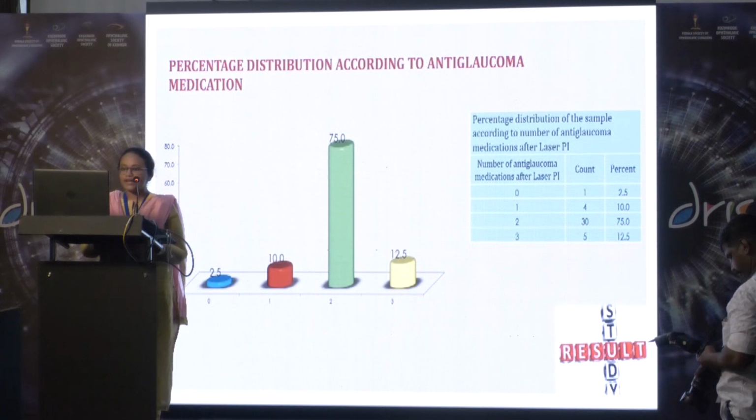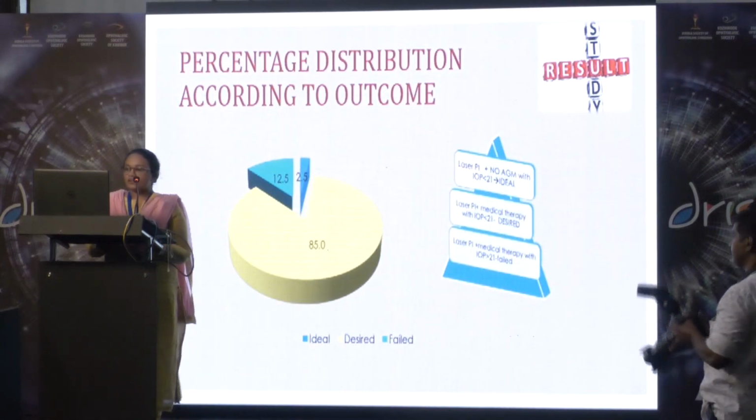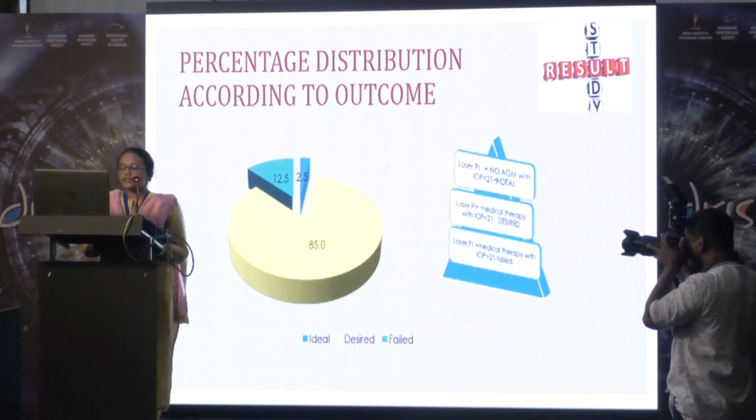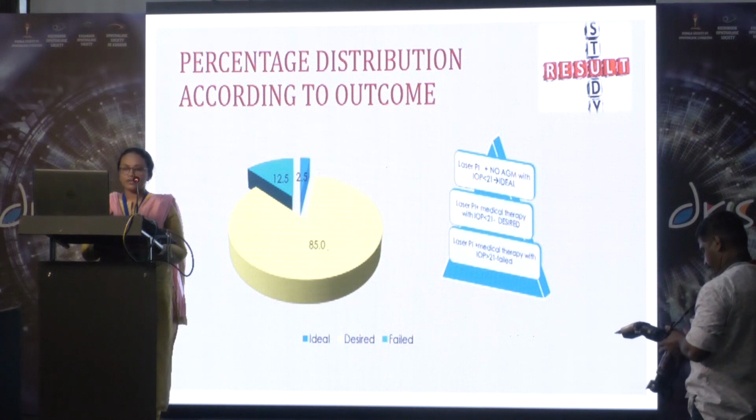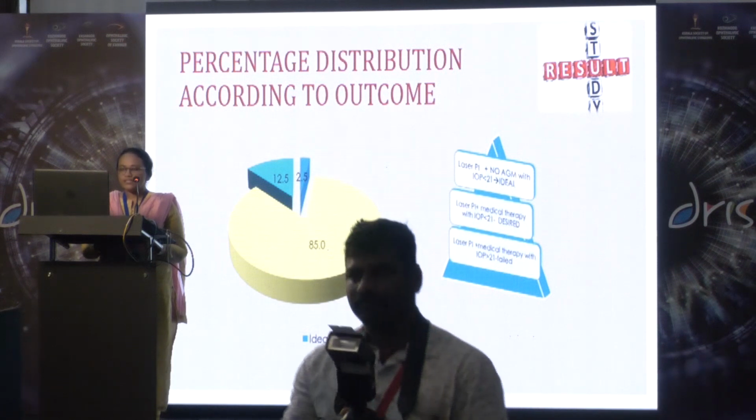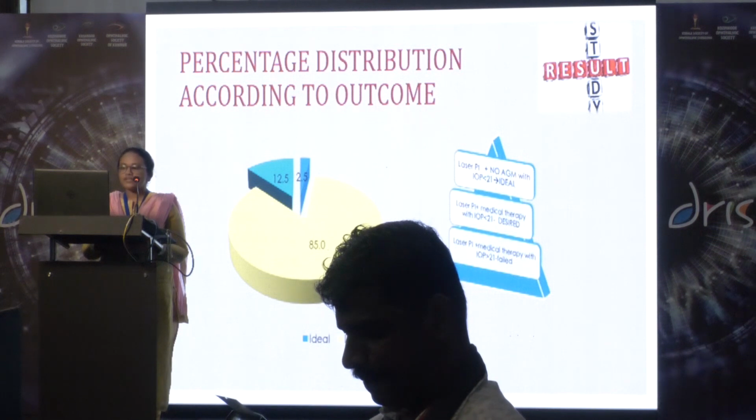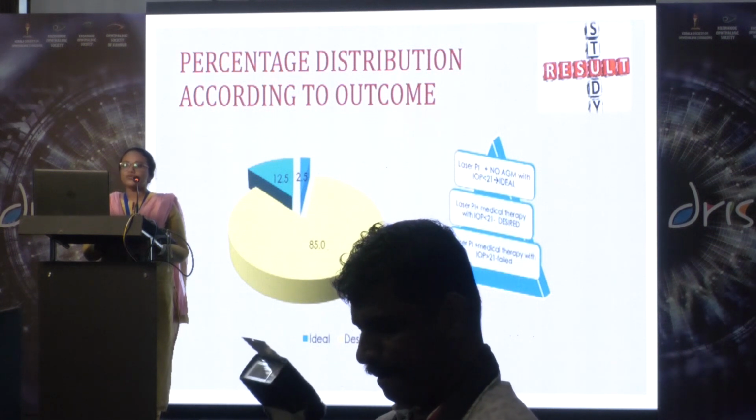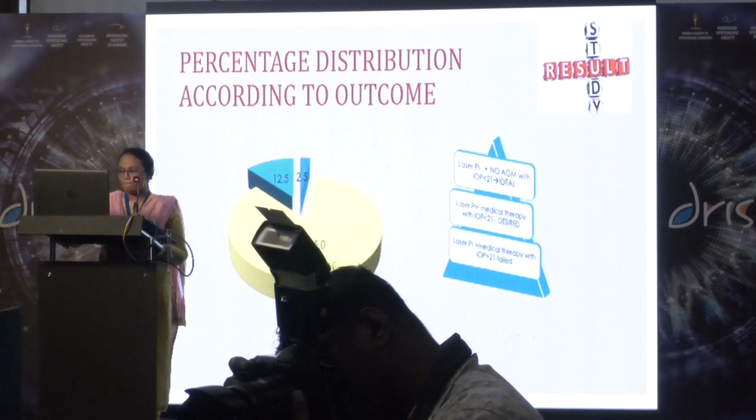Then the percentage distribution of anti-glaucoma medications: the majority of my patients, 75%, had to take 2 anti-glaucoma medications. Outcome of my study: the ideal outcome was that the patient just has to use laser PI and his IOP is less than 21 without any medical therapy. The desired outcome was that with laser PI he had to use medical therapy to decrease his IOP to less than 21. And a failed outcome was laser PI with medical therapy, but IOP was more than 21. So 85% of my patients had a desired outcome.